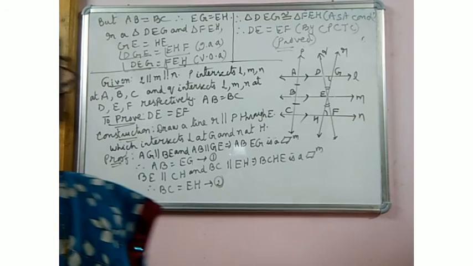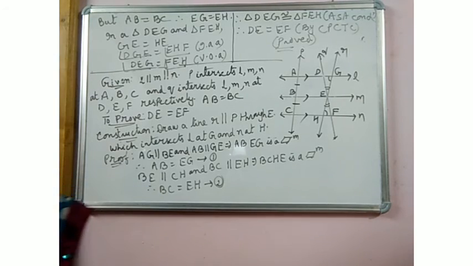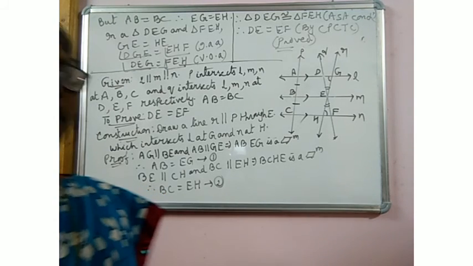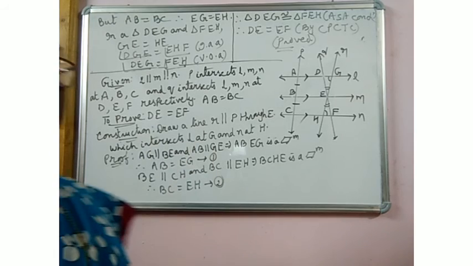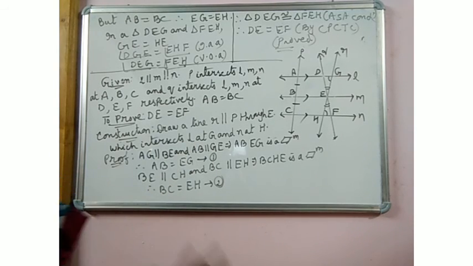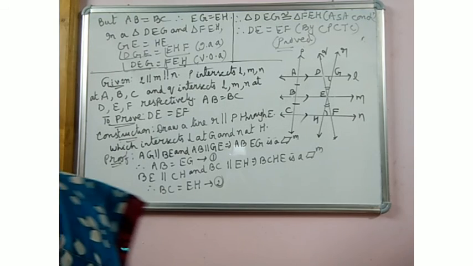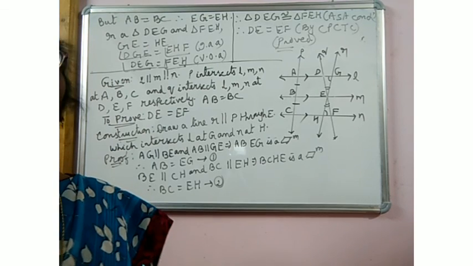I hope this is clear to you. With this, we have come to the conclusion of this chapter, the midpoint theorem. In the midpoint theorem chapter, three theorems are there: the midpoint theorem, the converse of the midpoint theorem, and the equal intercept theorem. I have explained these three theorems in three videos, and in the next videos, I will be solving a few questions of this exercise. Thank you.